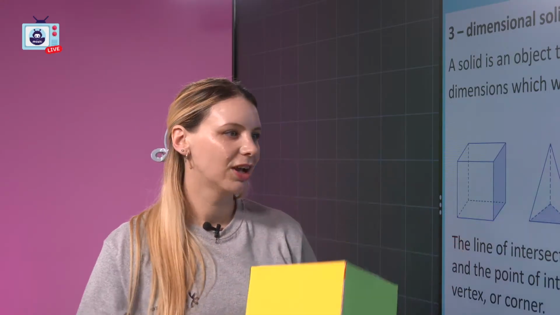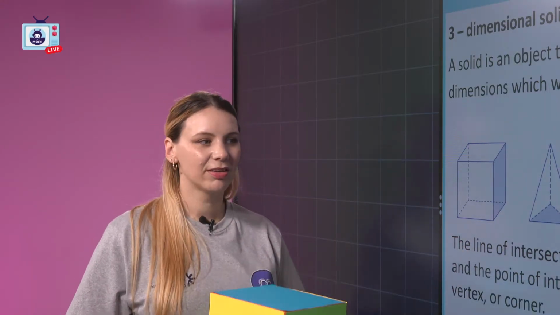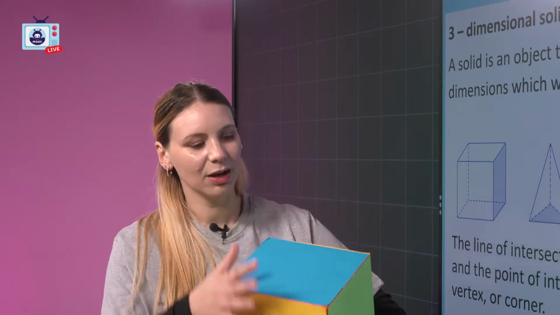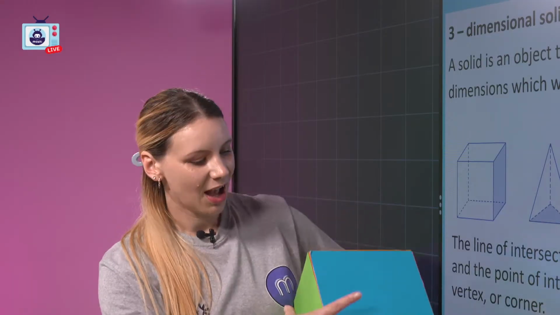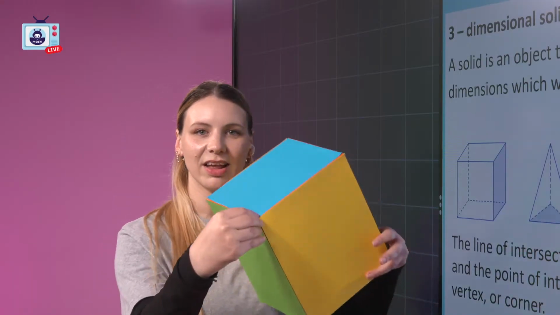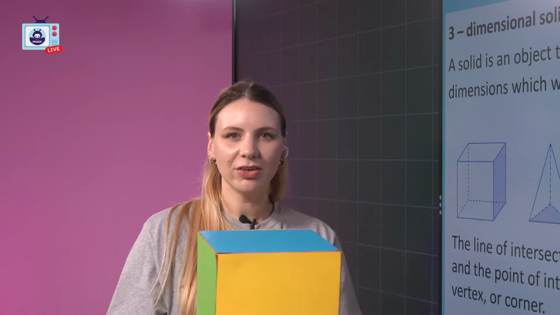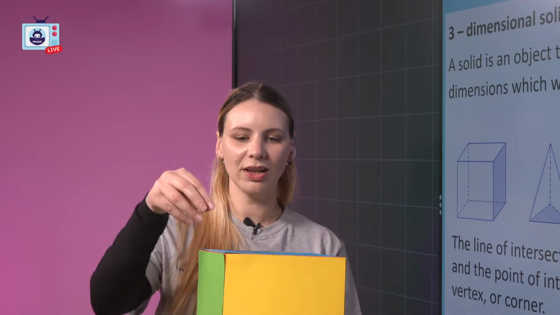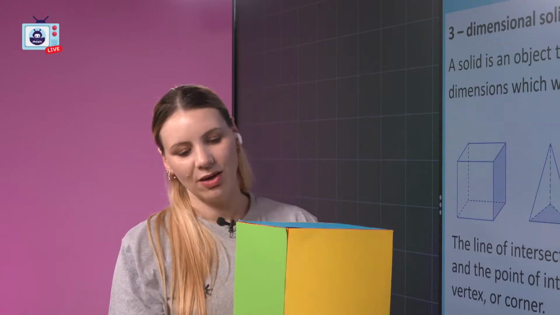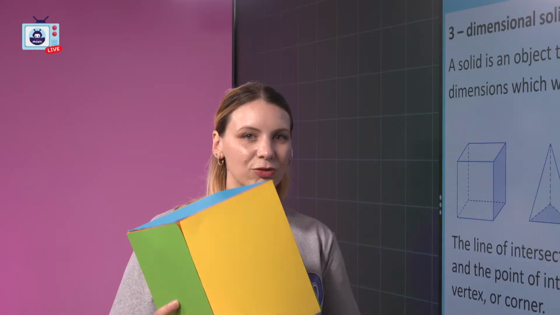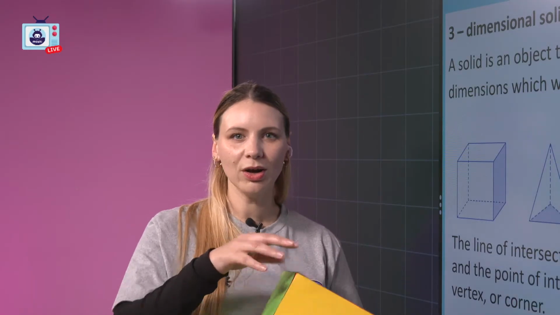That's an edge. And the point of intersection of three planes is called a vertex. So let's see our three planes. We've got our yellow plane, blue plane, green plane, and where the three planes meet is a vertex. We can also call this a corner. In a rectangular prism, we have 1, 2, 3, 4, 5, 6, 7, 8 vertices. We use vertices for plural. We can call it a corner or a point.